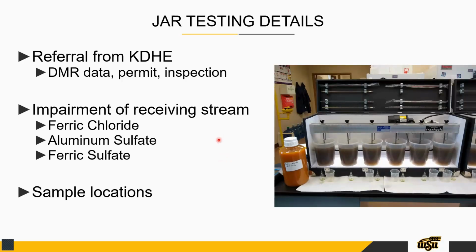You do want to be careful. So as I mentioned, any atom that we're bringing into the system is going to be leaving your system. Ferric chloride increases the chloride leaving your plant. Aluminum sulfate and ferric sulfate will increase the sulfate leaving your plant. Throughout Kansas, we have a lot of stream impairments for chloride and/or sulfate. So if you're looking at adding a metal salt, that is something to consider, especially if your testing is showing that you're a cause of the impairment, because you're going to increase the loading of the chloride or the sulfate, respectively.